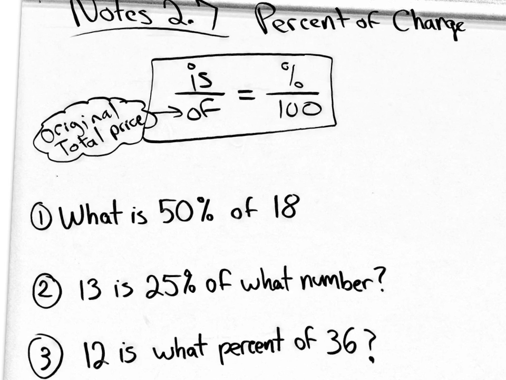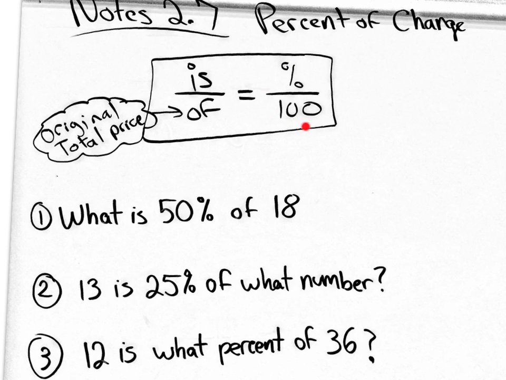So ladies and gentlemen, we are going to start by copying down the notes. And the main notes for today is this proportion that we have here. From yesterday, we learned that a proportion is really one fraction equaling another fraction. And we will be able to cross multiply to find missing values. And the pattern that we need to have memorized on this proportion is is over of equals percent over 100.